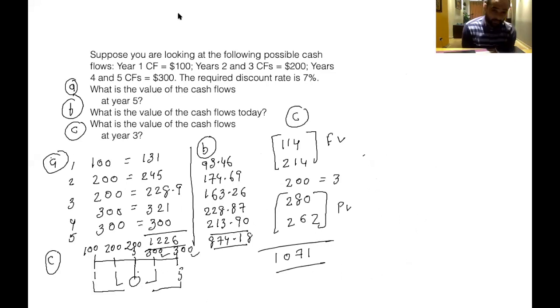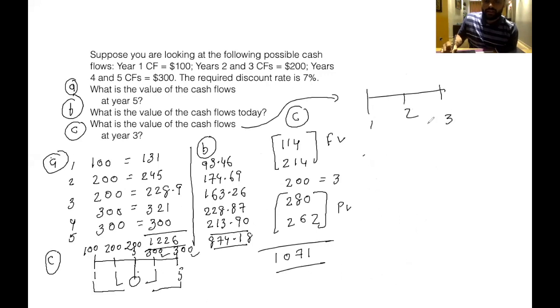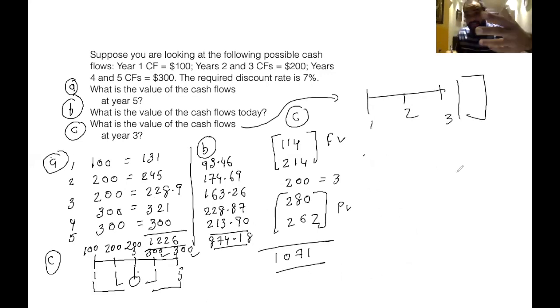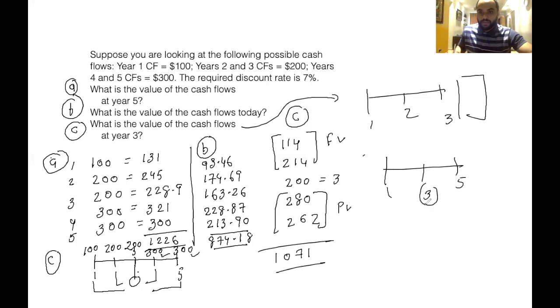Most students make a mistake when they calculate C. They think 1, 2, 2, and 3, that we have to calculate up to just 3 years, right? But that's not correct, because we have cash flows for year 1 to 5. So that's going to be your answer.